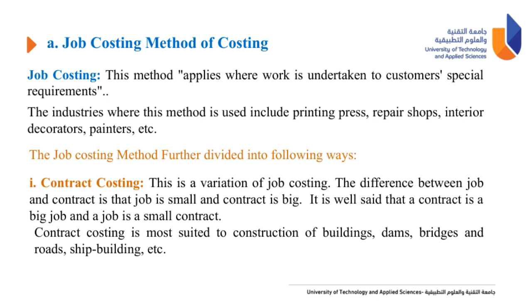The key difference between a job and a contract is size. You can think of a job as a small task, while a contract is a much bigger, more comprehensive undertaking. In fact, it's often said that a contract is just a big job, and a job is a small contract.